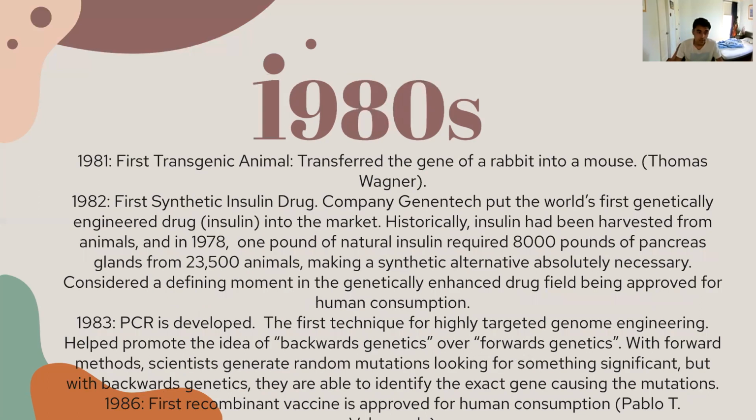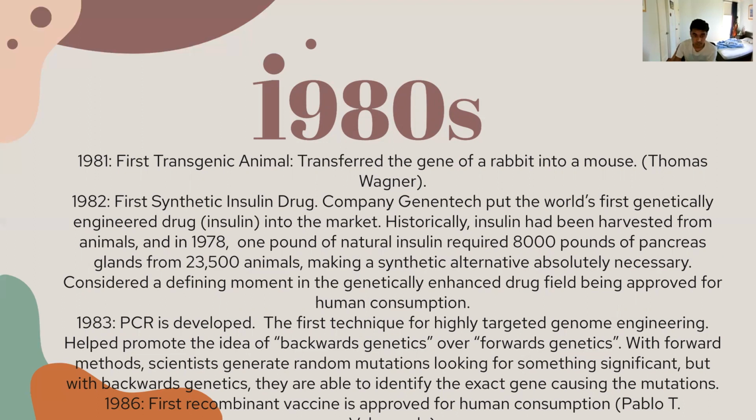In 1981, the first transgenic animal transferred the gene of a rabbit into a mouse. In 1982, the first synthetic insulin drug was created. This was extremely important because insulin was extremely expensive, required a lot of materials and animals, and it was very inefficient. But with synthetic insulin, this suddenly became a lot easier and more widespread, and more people could have access to it. In 1983, PCR was developed.